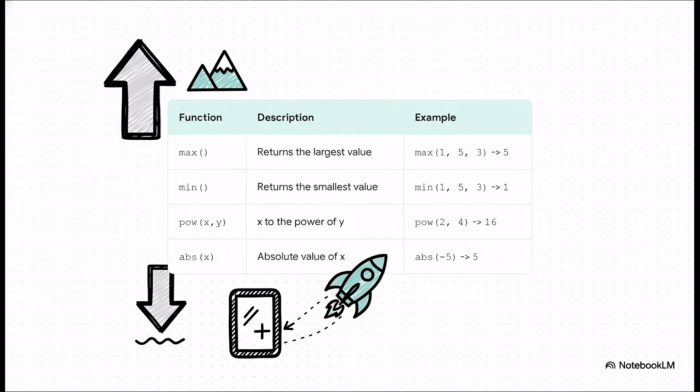Need the biggest number in a set? That's max. The smallest? Min. Need to calculate a number to the power of another? Pow has got you covered. And if you need a number's pure distance from zero, ignoring any negative sign, that's abs for absolute value.